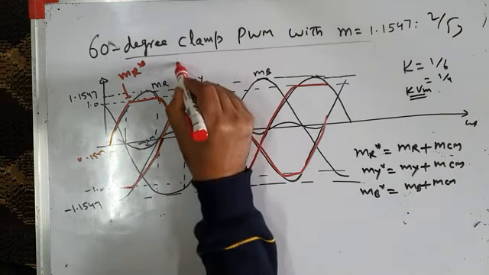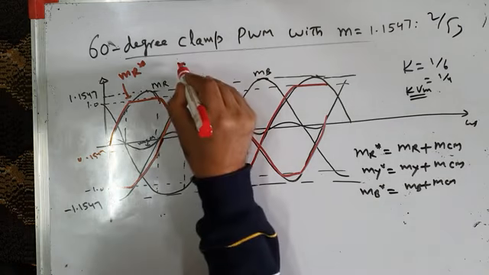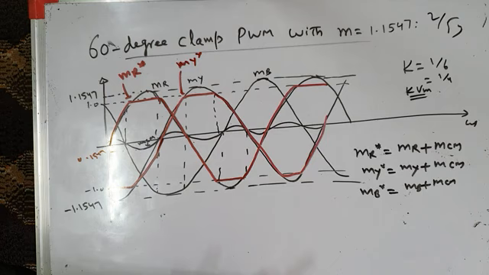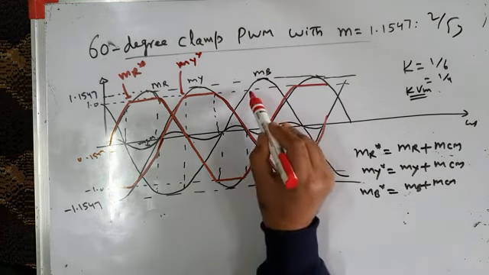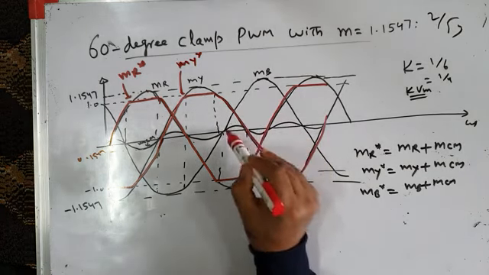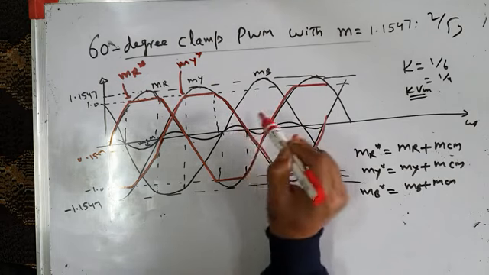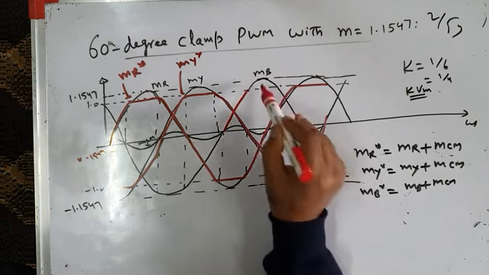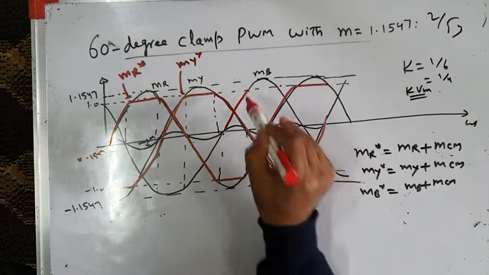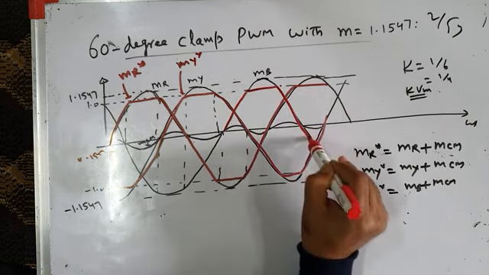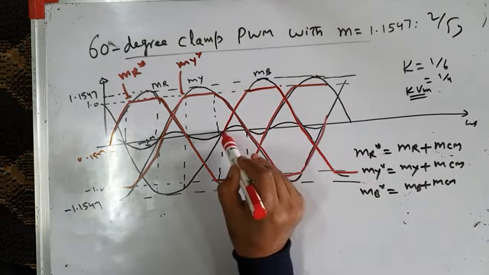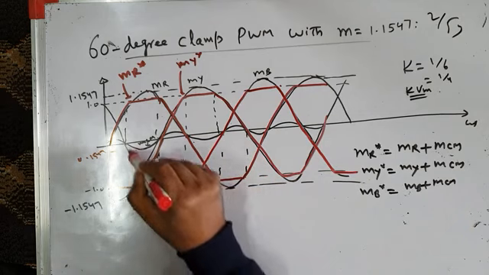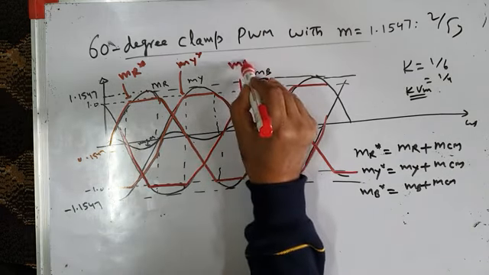So this is my modulating wave. I should have used another color. Anyway, it doesn't matter. This is MY star. And what about MB star? MB star is this MB plus MCM. So MB में MCM जब आप add करेंगे, it will add, and over this 60-degree interval, this MB minus this becomes equal to 1. Like this. Similarly, it goes like this. So this is my MB star.